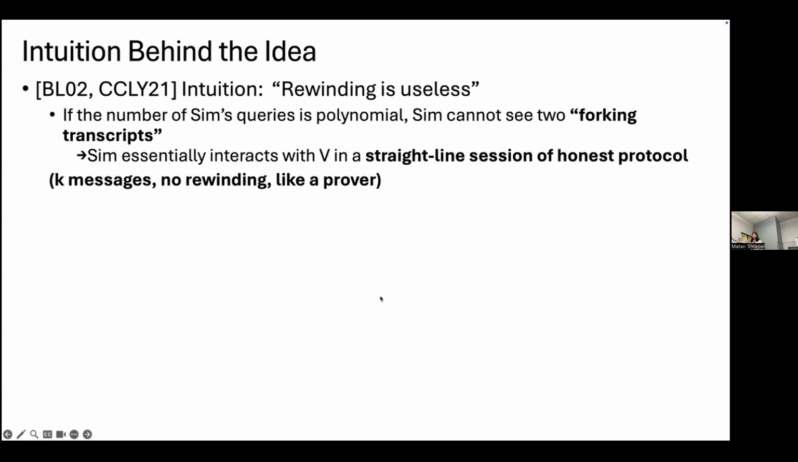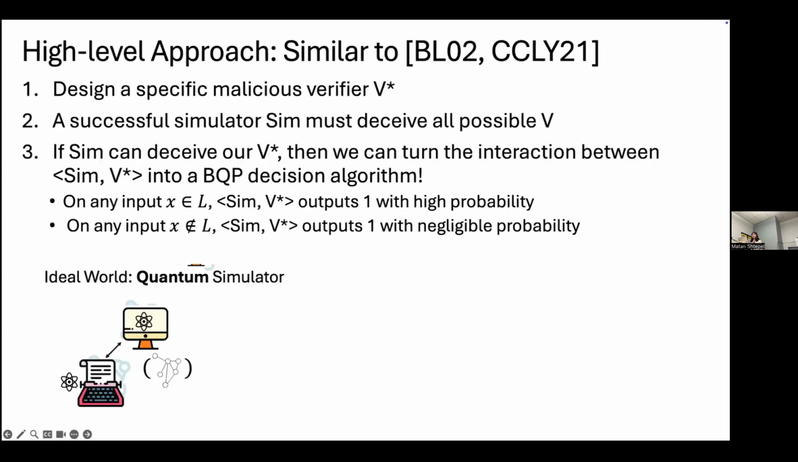So for the second step. Okay. When you say the successful simulator deceives V, it's only for a true statement, when x is in the language.